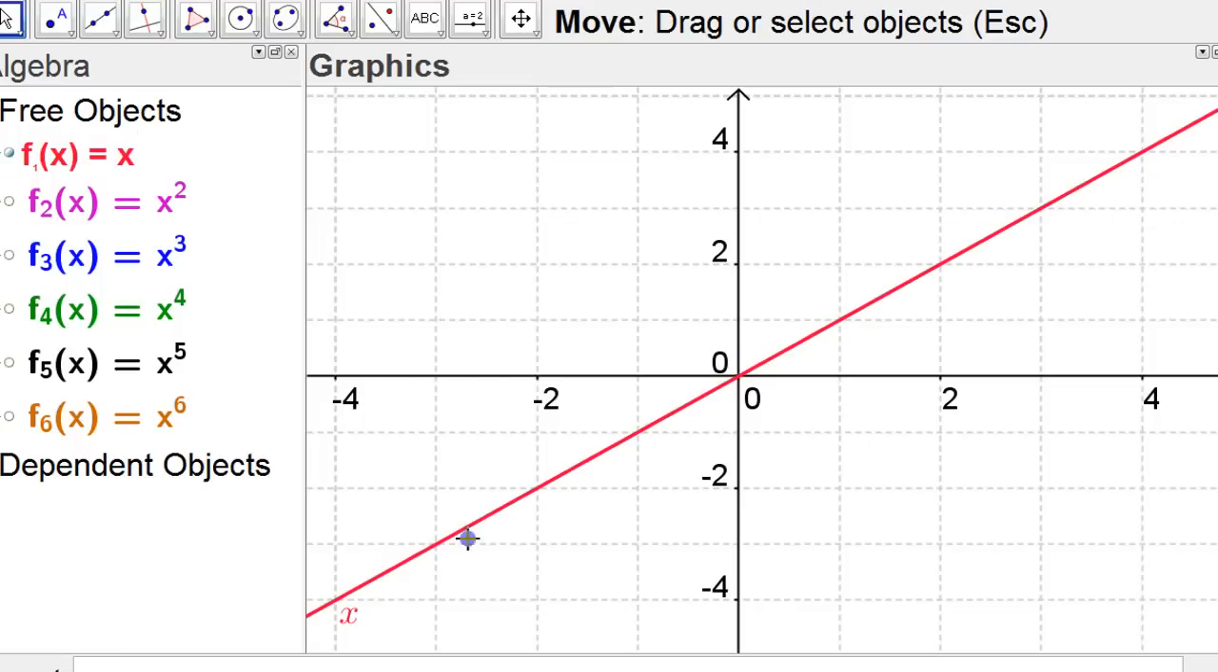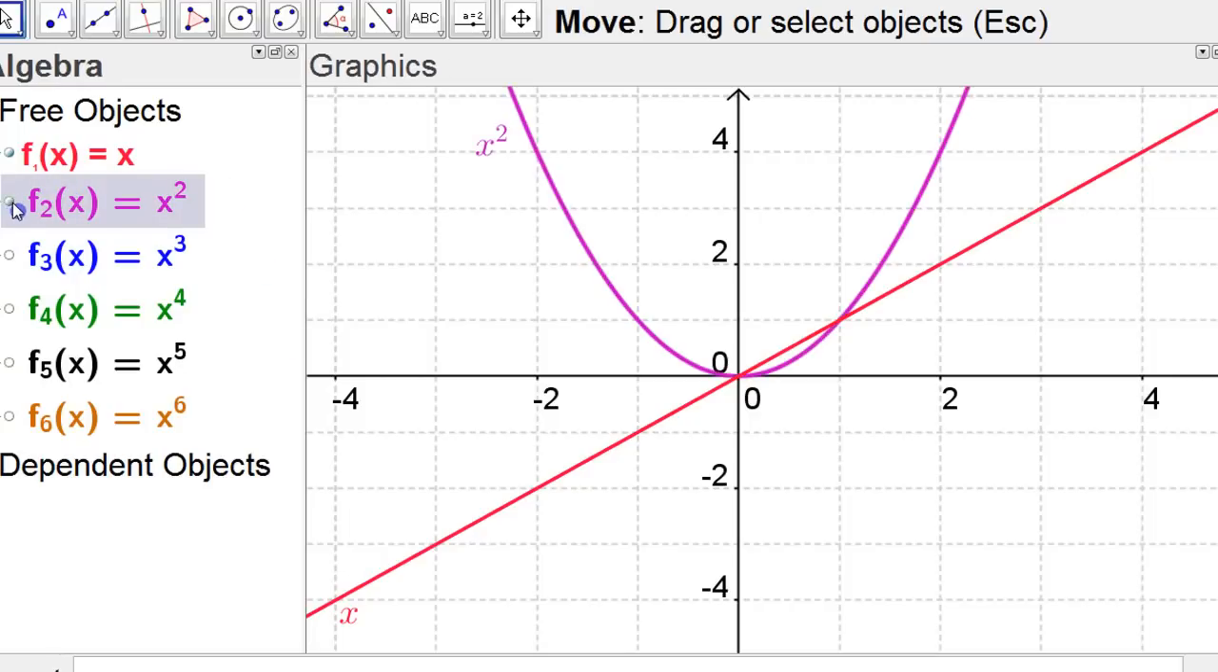Y equals x starts low, ends high. Right? That's just because the y value is equal to the x value. When the x value is positive, y value is positive. X value is negative, y value is negative. Now compare that to x squared. X squared, as you go to the right, the y value is positive, because when you square a positive number, you get a positive. But it's also positive on the left, because when you square a negative number, you get a positive value. So x squared goes up in both directions, which you get that parabolic shape where both ends go up. It starts high and ends high.